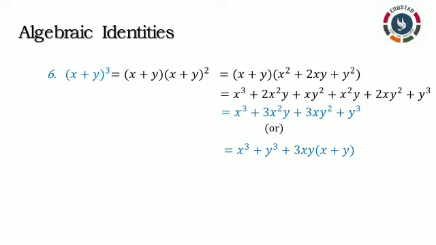So, our seventh identity is x minus y the whole cube, which is equal to x cube minus 3x square y plus 3xy square minus y cube.